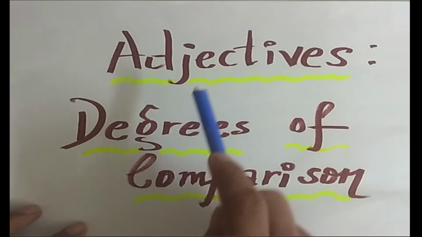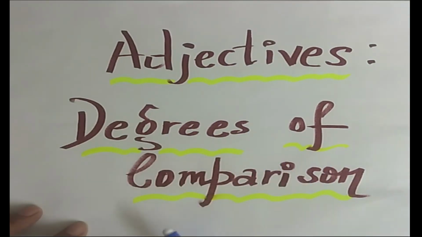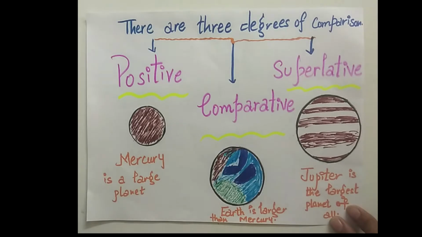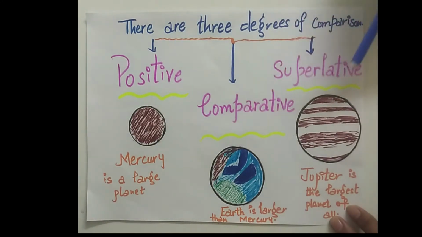Our first objective is degrees of comparison. Children, you all know that degrees of comparison refer to adjectives written in different forms to compare one, two, or more nouns with each other. So children, there are 3 degrees of comparison. First is the positive degree, second is the comparative degree, and third is the superlative degree.